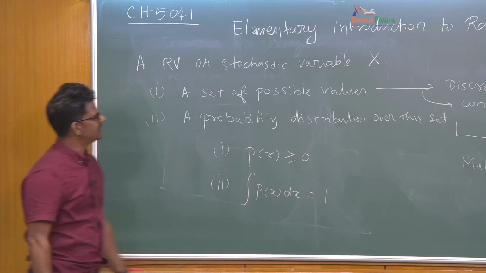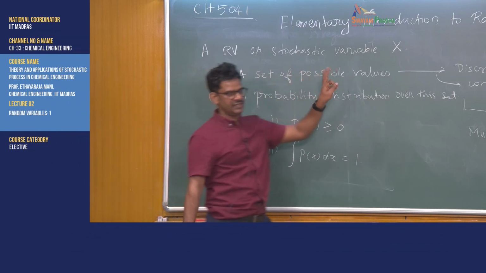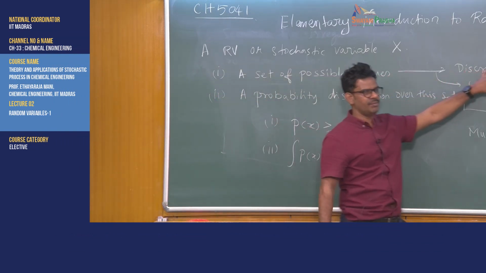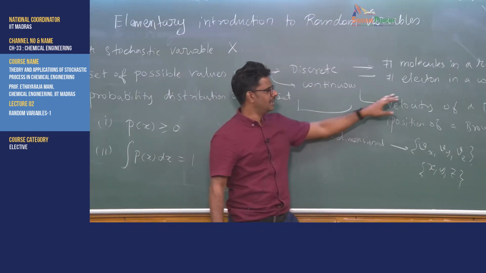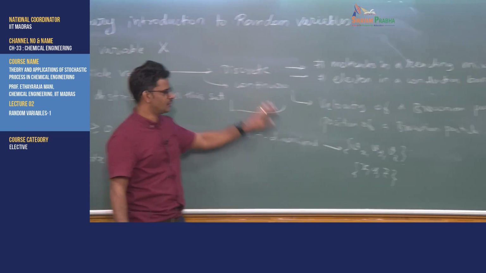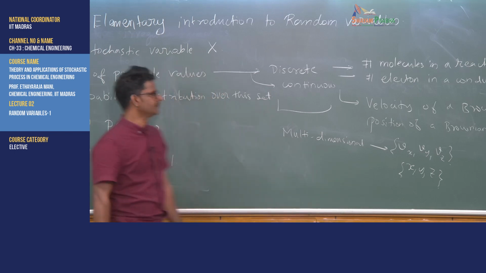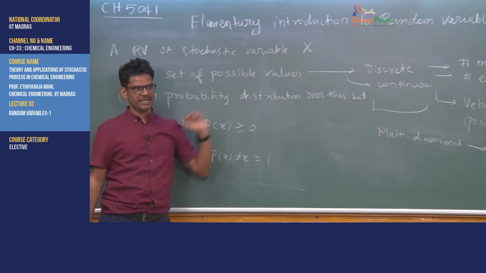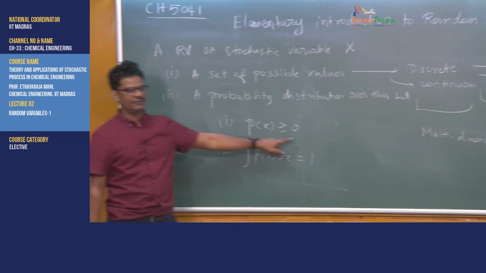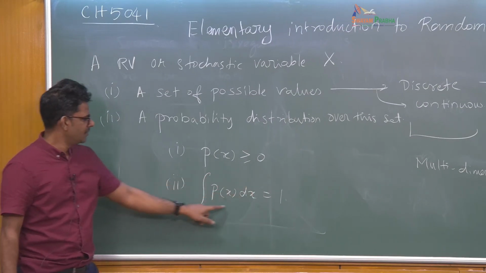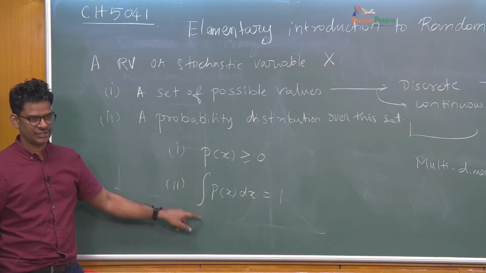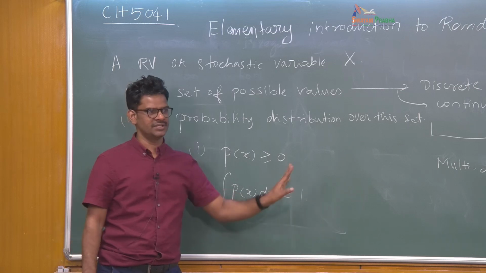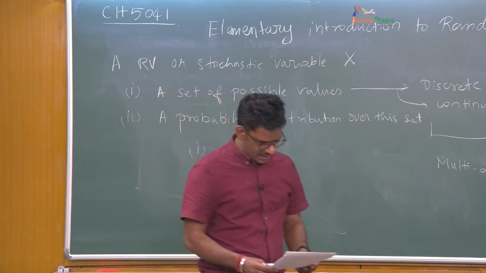Okay, so we can see that when we try to define a random variable, we define two things: the set of possible values, and these values can be discrete or continuous, as in these examples, or it could also be a multi-dimensional description. And the probability distribution over this set has to be mentioned, and it has to be a positive valued function, and when you integrate it over the entire range of the coordinates, it should sum up to 1. Okay, so these are the very basic definitions of a random variable.